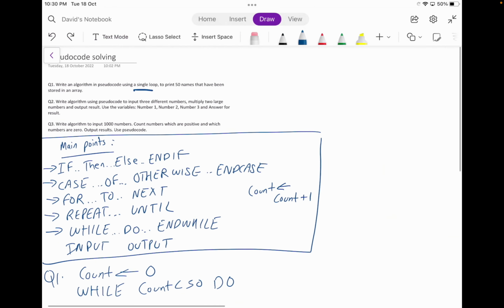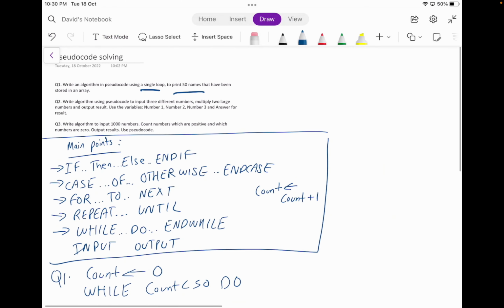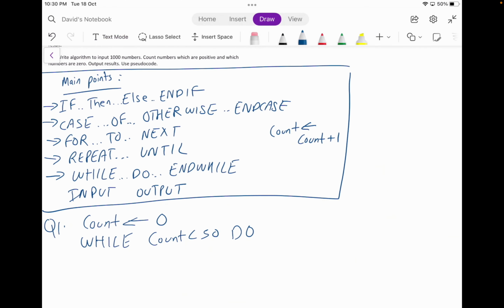And we have to print 50 names, so that means we're going to put an output clause there. So it's going to be output name[count]. Okay, so we're just going to print out all the names, all the names in the count variable, with count less than 50.